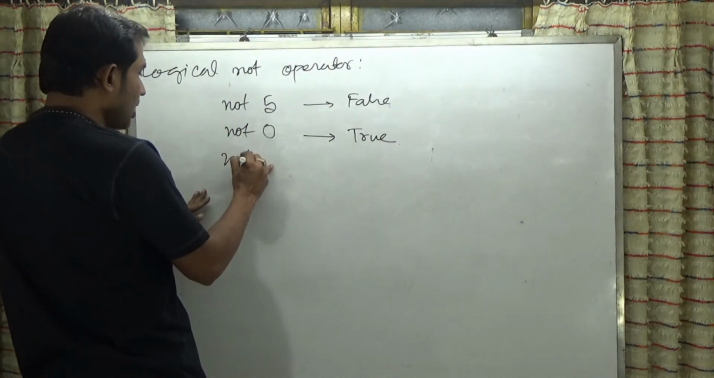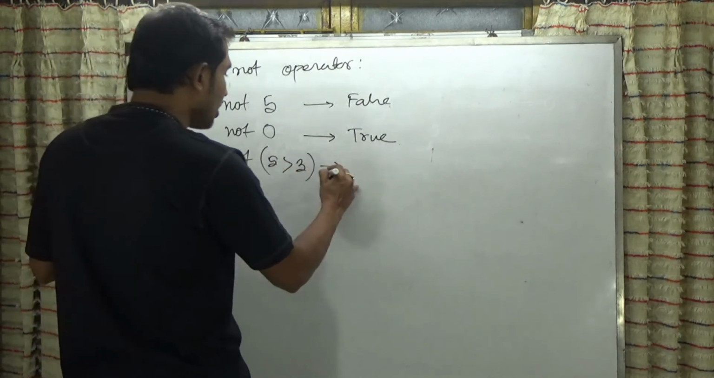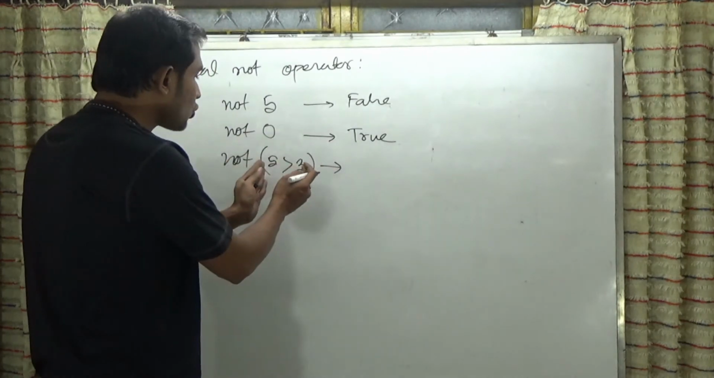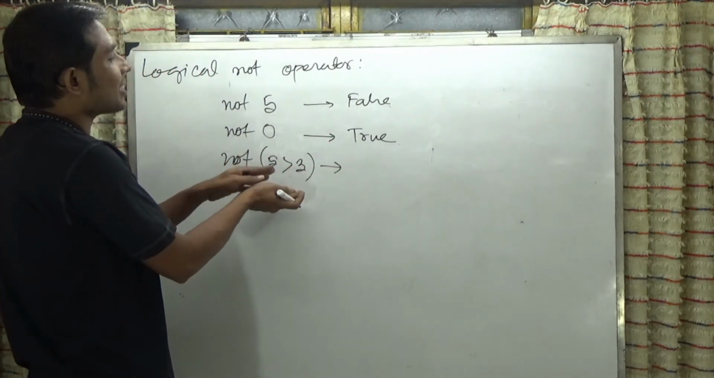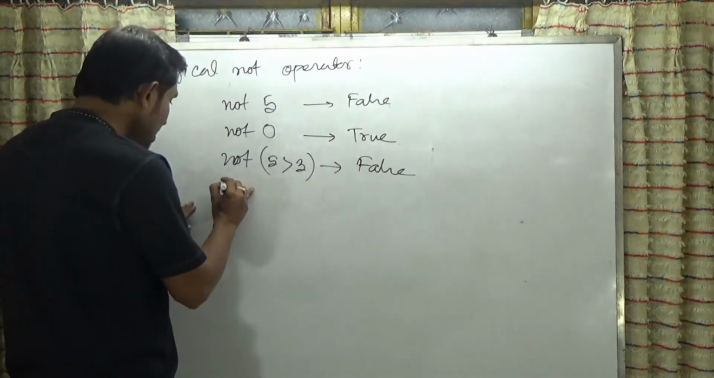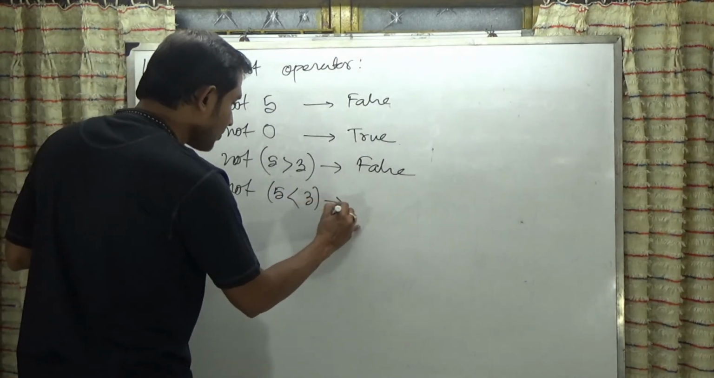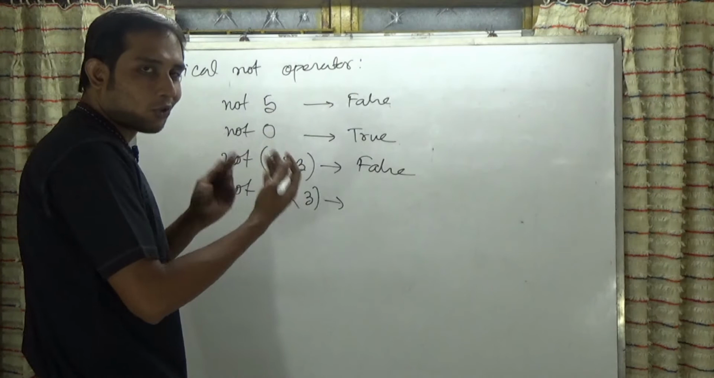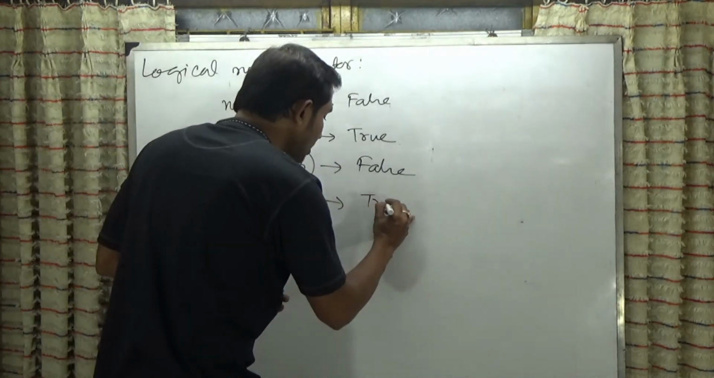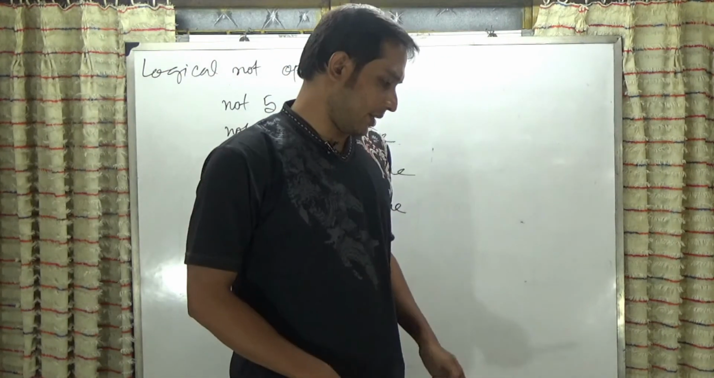Suppose not 5 greater than 3. As 5 greater than 3 is true, it returns the true value, but as the NOT operator is applied, it returns false. And if not 5 less than 3: as 5 is not less than 3, it is always greater than 3, so it returns false, so the output is true. So this is the logical NOT operator.